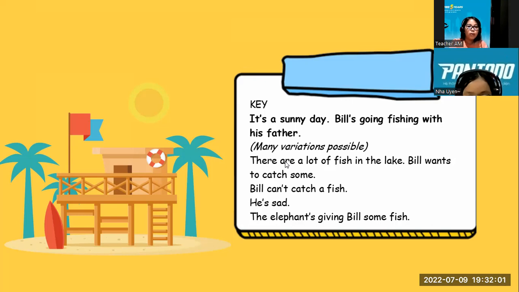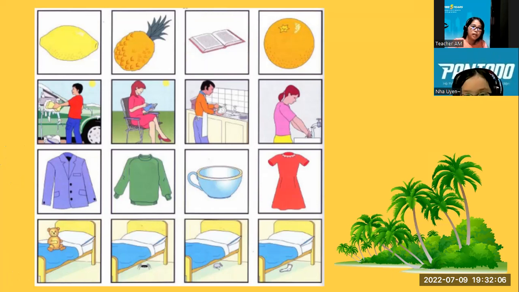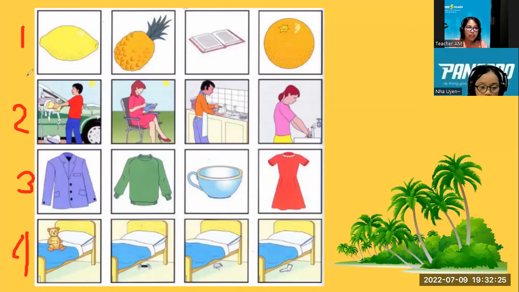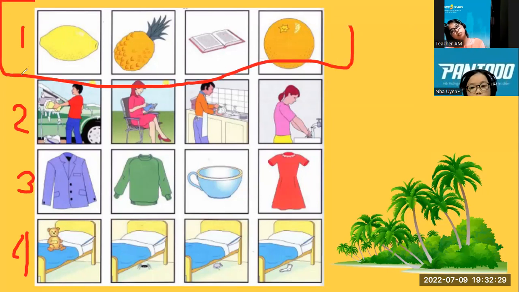Okay, so now Uyen, can you see the pictures? Yeah. Okay, so I want you to tell me the names or what they are doing. For example, this one, what can you see in this line? This is line 1, line 2, line 3, and line 4. What can you see in line 1? I can see a lemon, a pineapple, a book, and an orange.